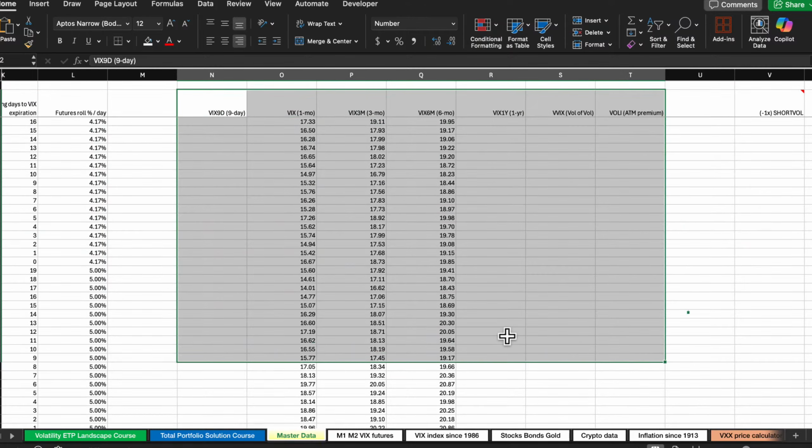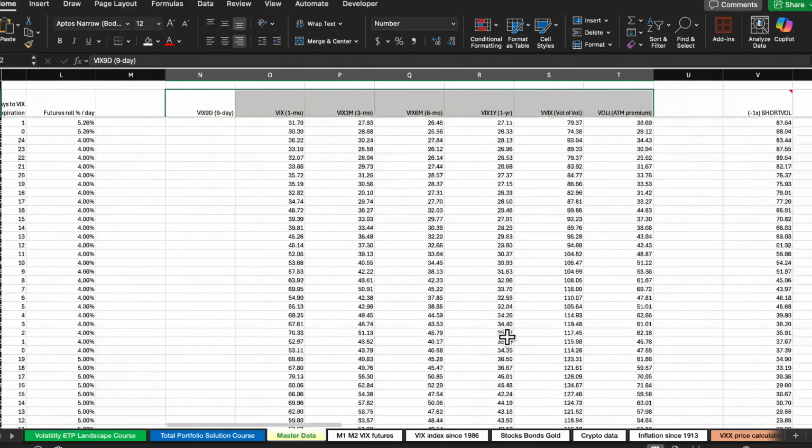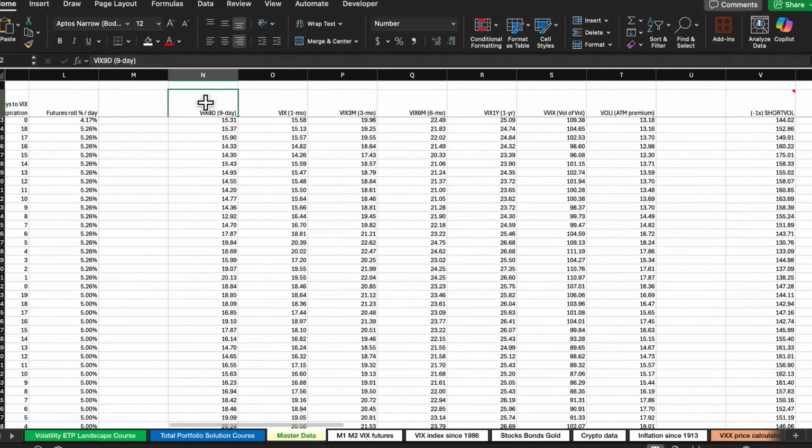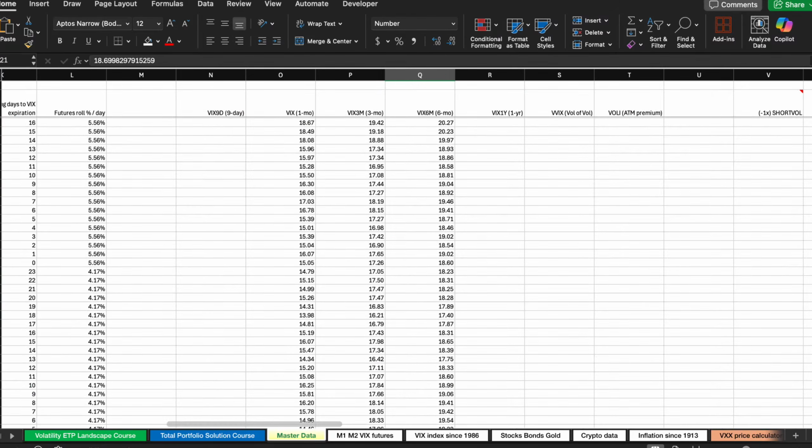But I talk quite a bit about the cash VIX term structure. This is the VIX 9-day, right? Everybody knows what the VIX index is, or at least is vaguely familiar with it. But there is also the 9-day, 3-month, 6-month, 1 year. And these are very, very important.